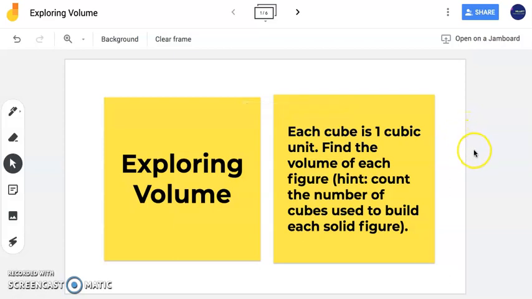Hello, today we're going to explore volume. As a reminder, volume is the measure of space taken up by a solid object. Today you are going to be given problems with the following directions. Each cube is 1 cubic unit. Find the volume of each figure. Hint, count the number of cubes used to build each solid figure.